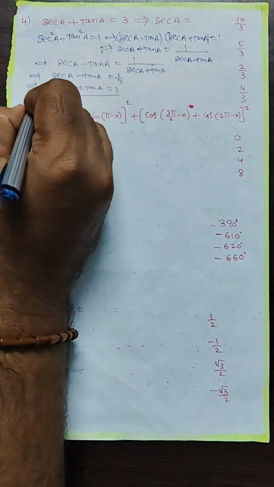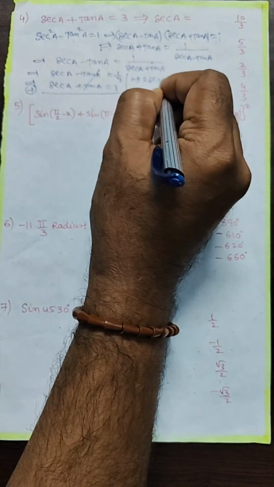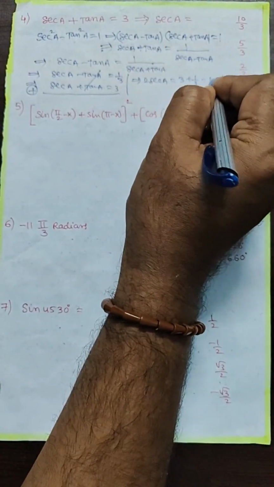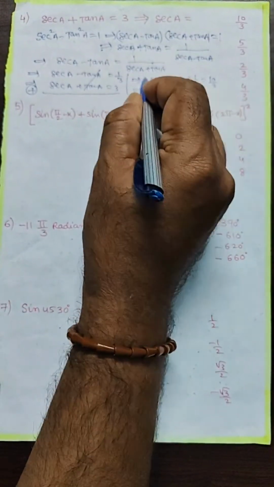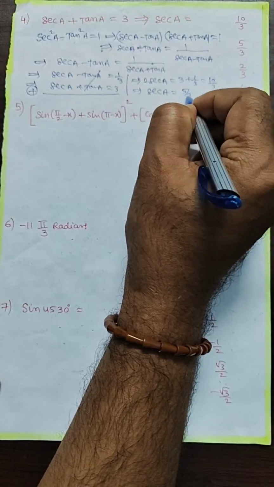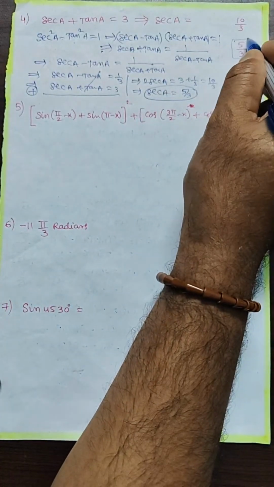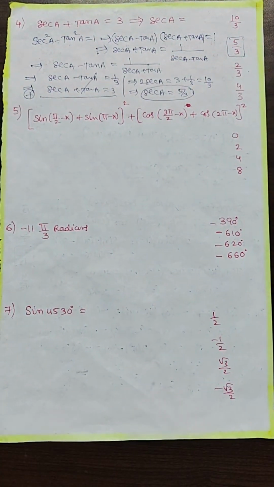Adding both values, these two will be cancelled. So that implies 2 sec A is equal to 3 plus 1 by 3, that is equal to 10 by 3. I want the sec A value, no? Sec A equal to 2 fives are 10, so 5 by 3. So 5 by 3 is there in the second option, dear students. Okay, I hope you understand.